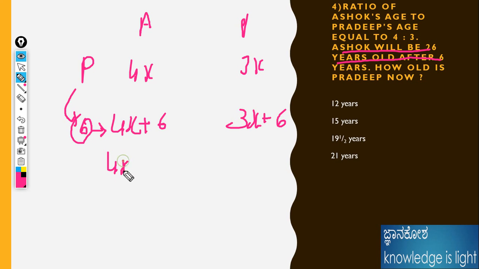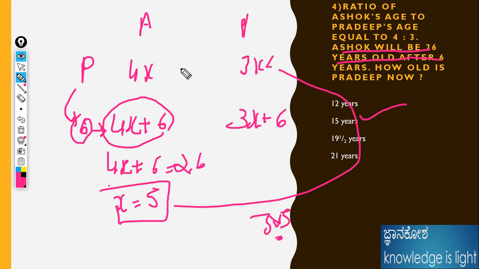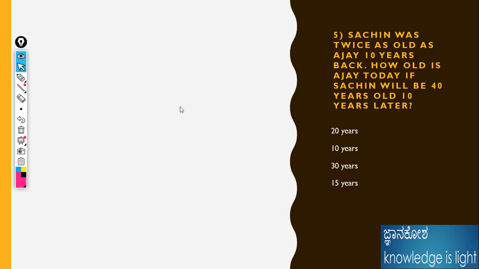Ashok's age is 4x plus 6, which is equal to the given 26. Therefore, 26 minus 6 is 20, so x is equal to 5. 20 divided by 4 is 5. Okay, x is equal to 5 means how old is Pradeep now? The age of Pradeep now is 3x into 5, that is 15. Okay, if the question is asking for Ashok's age, 4 into 5 is 20. Ashok's age is 20 and Pradeep's age is 15. The question is asking about Pradeep's age, therefore the present age is 15 years. Okay, next question.